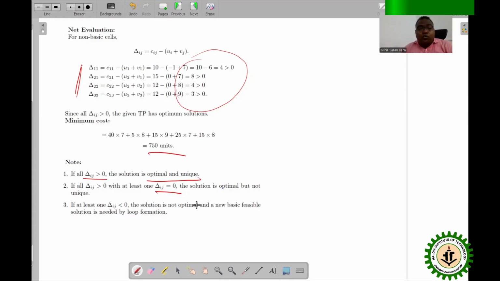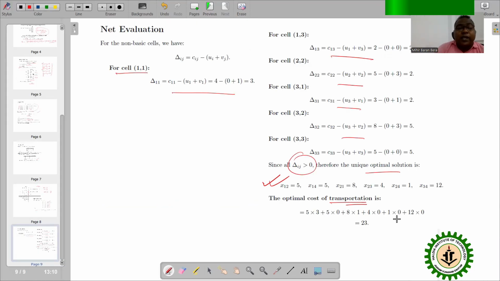Today in this lecture, we are checking how we will find the optimum solution. In the problem I have chosen today, you will see that in the first step you get all delta ij greater than or equal to 0. I hope it is clear to everyone. Thank you, everyone. I hope this lecture will help you to check the optimality test of a transportation problem.